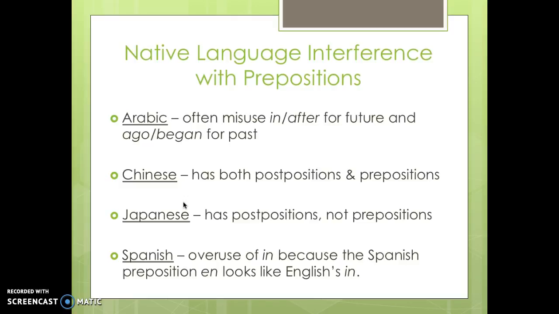Specific native language interference with prepositions. Arabic speakers often misuse in and after for future, and ago and began for past. In Chinese, they have both postpositions and prepositions. Japanese has postpositions, but not prepositions. And Spanish overuses in because the Spanish preposition en looks like English's in.